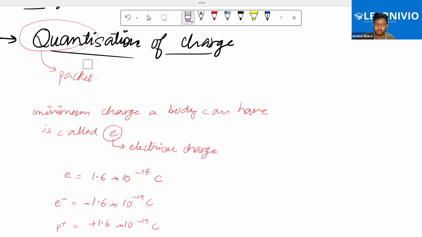What is the value of E? It is 1.6 into 10 to the power minus 19. Did I say electron? I only said E. Don't say minus or plus. Say 1.6 into 10 to the power minus 19. If I ask you what is the value of an electron, then you say minus 1.6 into 10 to the power minus 19.